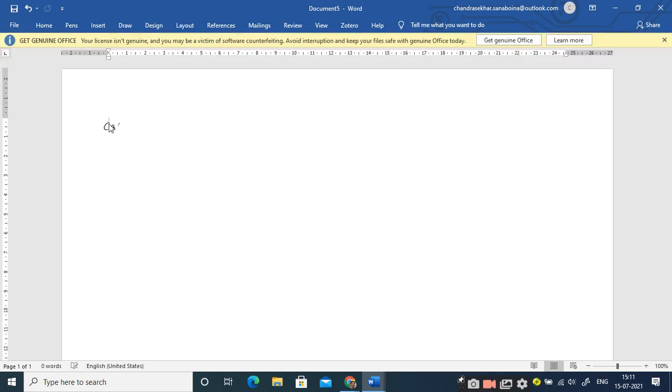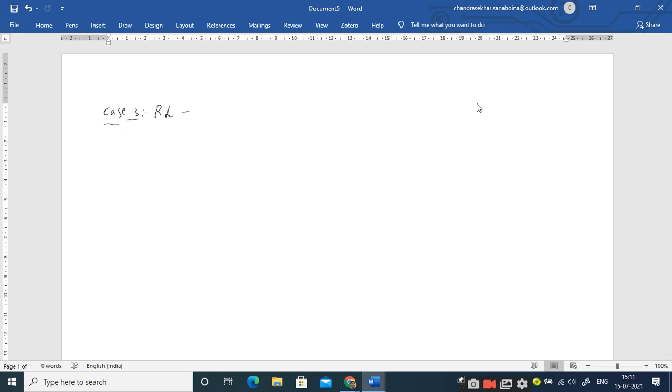Now, what is case 3? RL. Okay, let me take RL only. What is RL imbalance? How can I draw it? CAB. So I draw this C here, and what is this A here, and this is B.